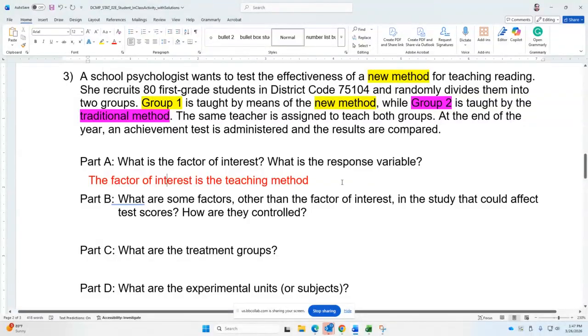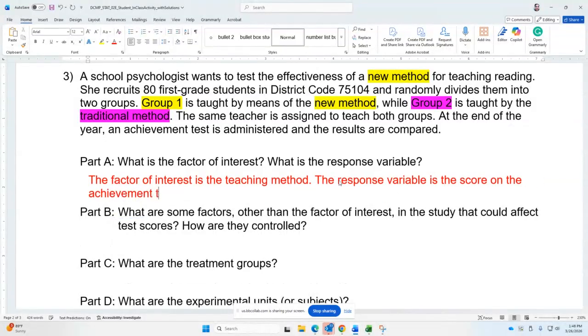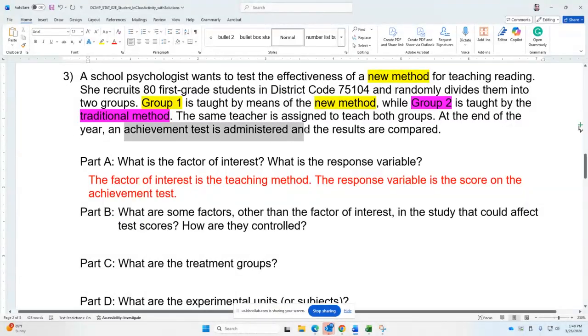So what is the response variable? What are we looking at at the end? So the response variable is the score on the achievement test, right? That's what they said here. An achievement test is administered and the results are compared.